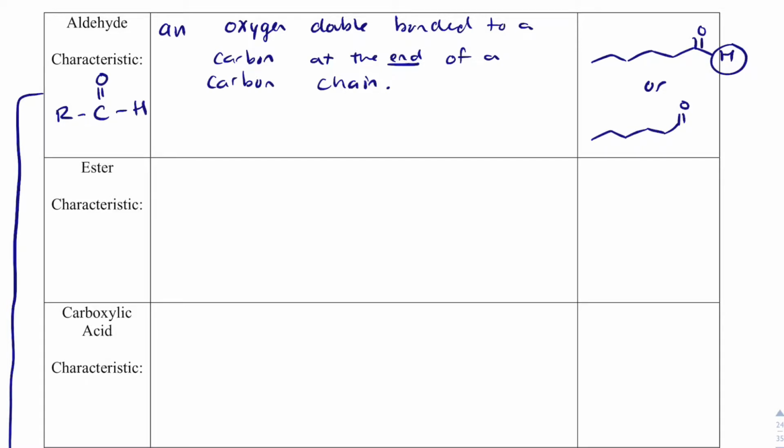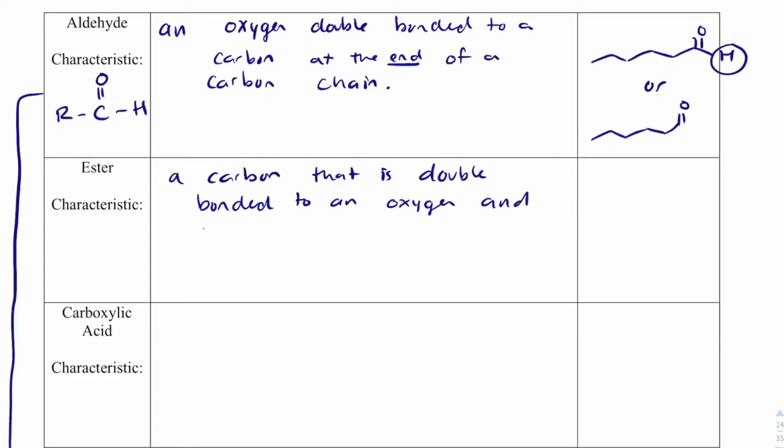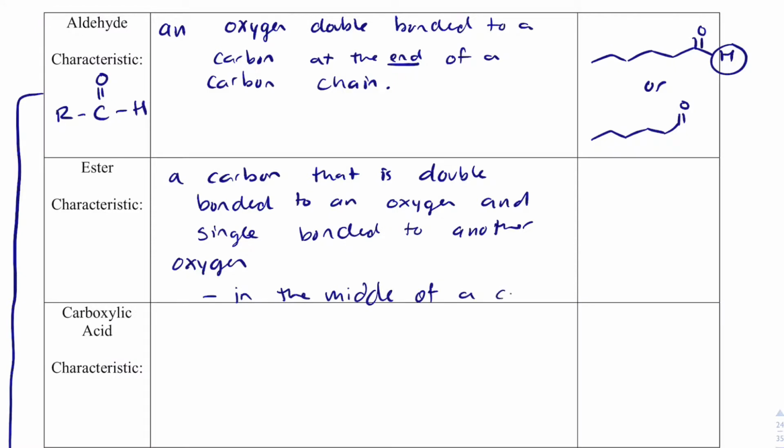Now, an ester and a carboxylic acid are going to be very similar in their definitions as well. So an ester is going to be a carbon that is double bonded to an oxygen and single bonded to another oxygen. And it's going to be in the middle of a carbon chain.